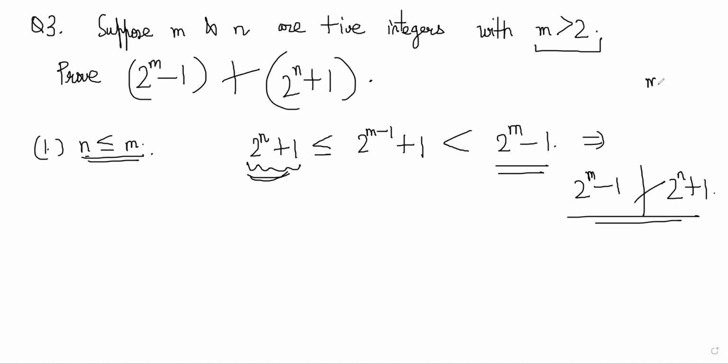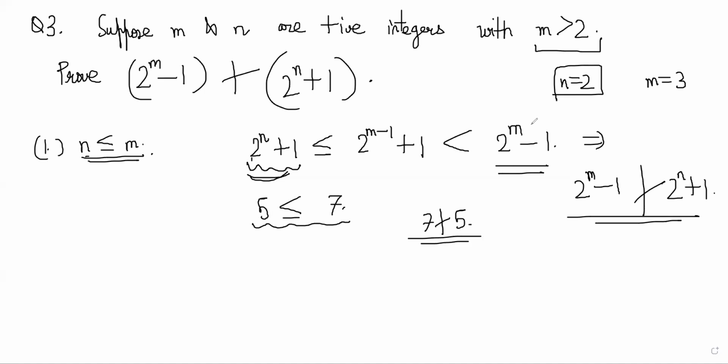So for example, if m is 3 and n is 2, it is obvious that 2^2 plus 1, which is 5, is less than or equal to 2^3 minus 1, which is 7, right? So then we can say that 7 will not divide 5. So that case is pretty simple. We can establish the fact that this number is bigger than this number, right? So we will work on the other case where n is greater than m.